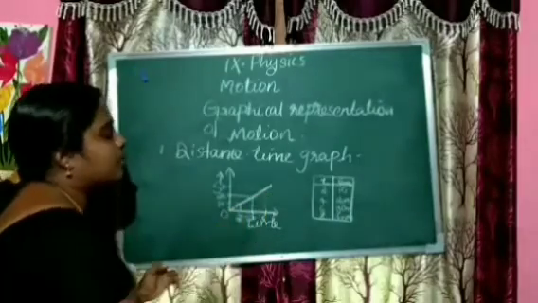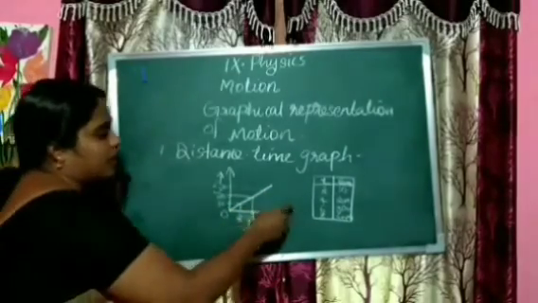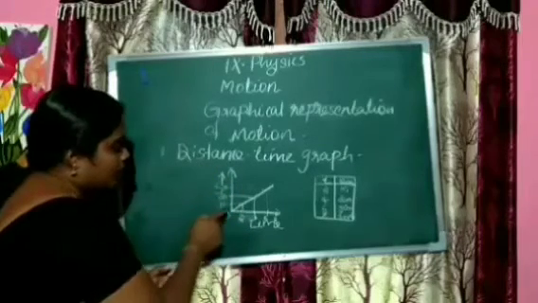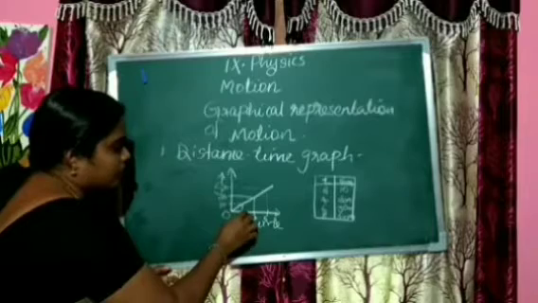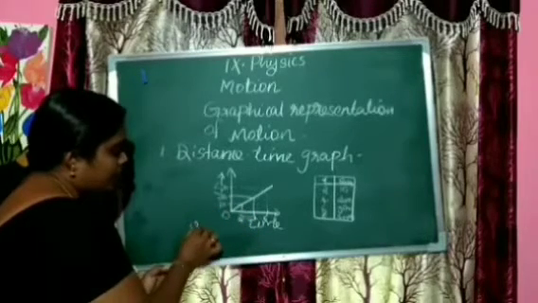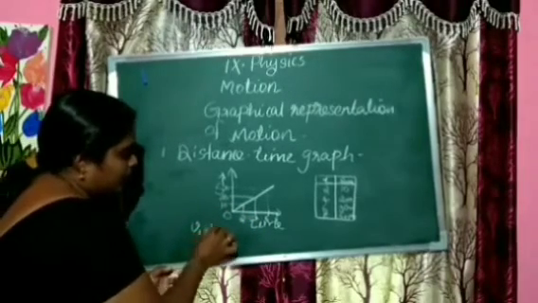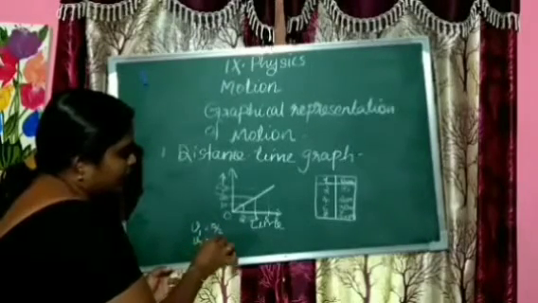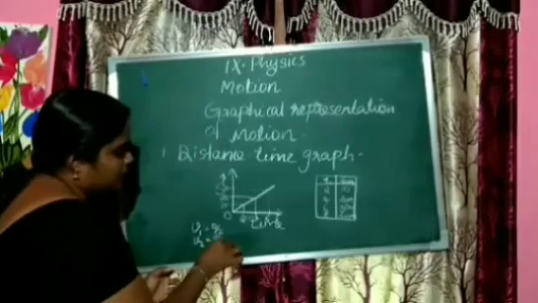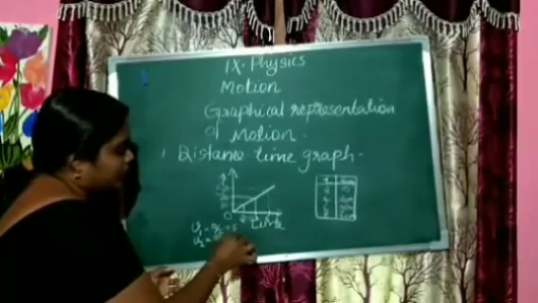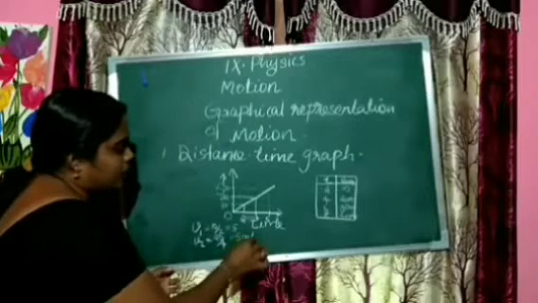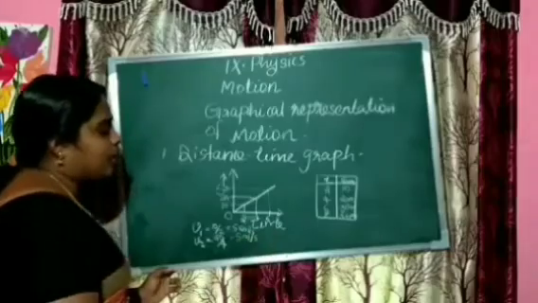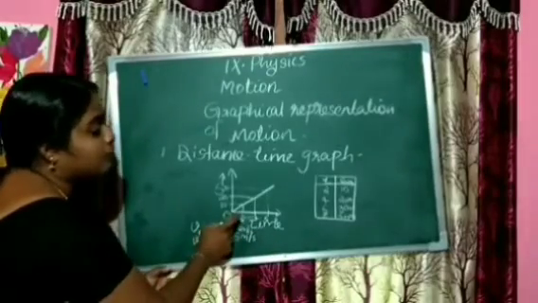We can understand that because for each time interval we can calculate the speed. At the first interval, after 2 seconds, what is the speed? Let it be v1, which is equal to 10 by 2. Next after 4 seconds, that is 20 by 4. So this is equal to 5, and here also equal to 5. So the speed of the object is constant, 5 meter per second. So we can tell that this is a graph of uniform motion.